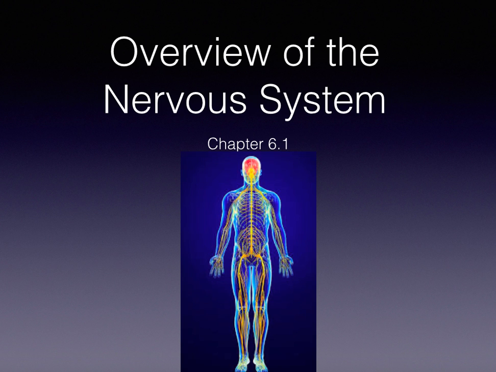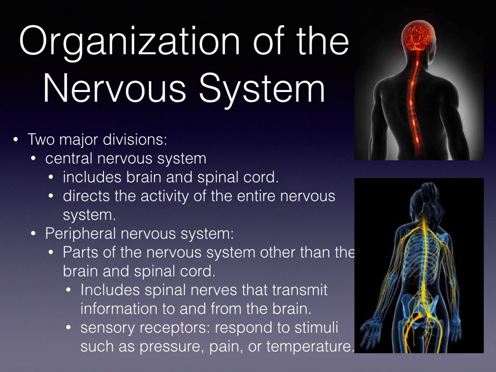So we're going to just go through an overview of the nervous system for this first lecture. So let's start with the organization of the nervous system. There's two major divisions in the nervous system, and we've been learning this in our stations this week. The first major division is the central nervous system, and we probably all know that this includes the brain and the spinal cord. This is the main part of our nervous system. This directs the activity of the entire nervous system.